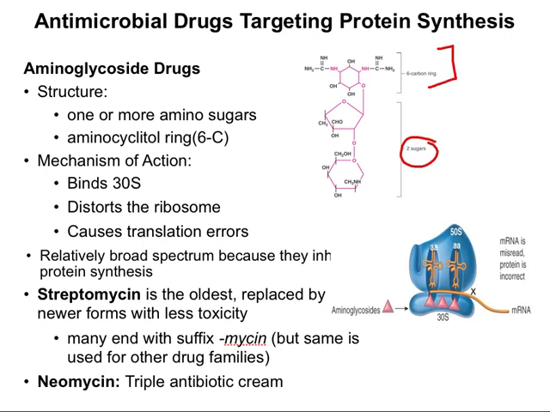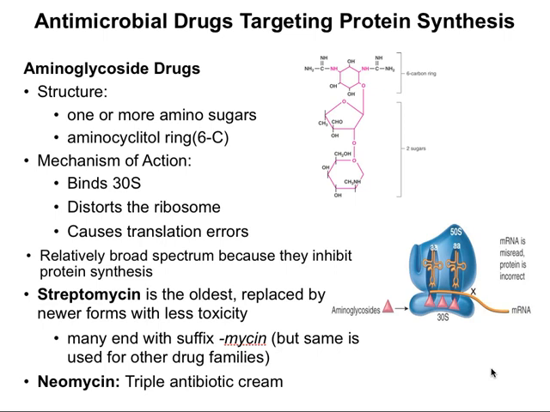The mechanism of action for aminoglycoside drugs is binding to the 30S ribosome. Because so many of them combine to this 30S ribosome, it actually distorts the structure, and that causes errors in translation or misreads in the messenger RNA, and thus the protein that's produced is incorrect. These are relatively broad-spectrum drugs because they inhibit protein synthesis. Really, anything that inhibits protein synthesis will have a pretty broad spectrum.